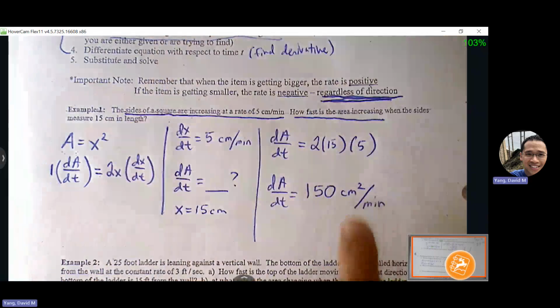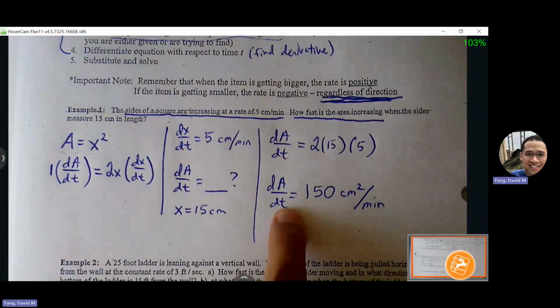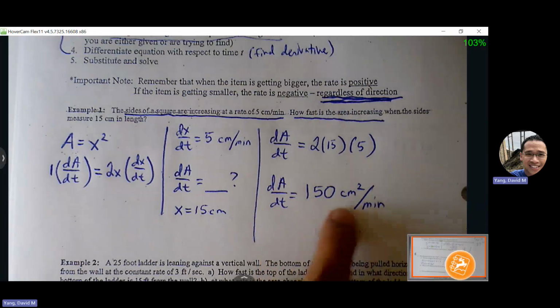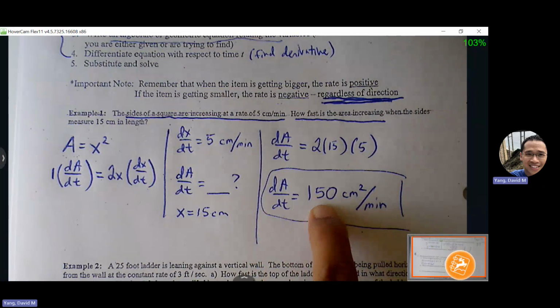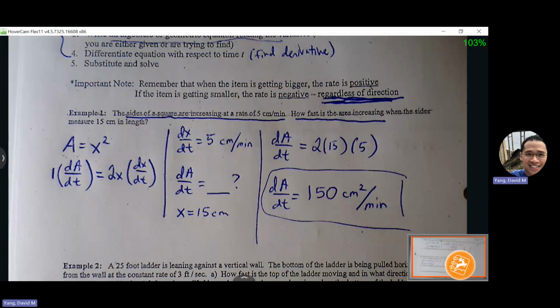So if you're ever struggling with your units, look at the variables involved. Area, that's a two-dimensional unit. Time, it's minutes, so just put them over each other, centimeters squared per minute. So this tells us that the area of the square at this moment in time is increasing at a rate of 150 centimeters squared per minute. So that slash means the same thing as per.